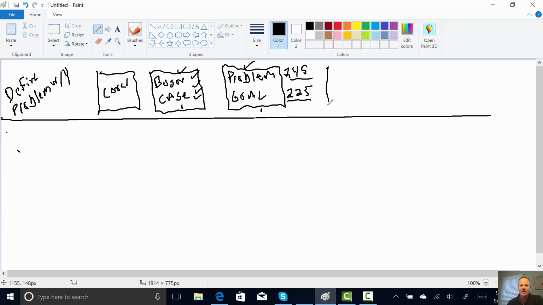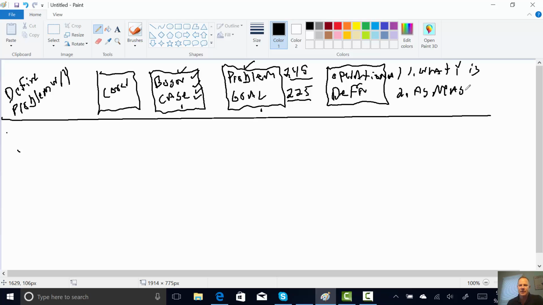The next slide is operational definition. All right. So this is where you explain what my weight is, what it is, and how it's measured. Remember, an operational definition contains two things: one, what the why is, and two, as measured by. So you're explaining to the audience what your definition of the why metric is.